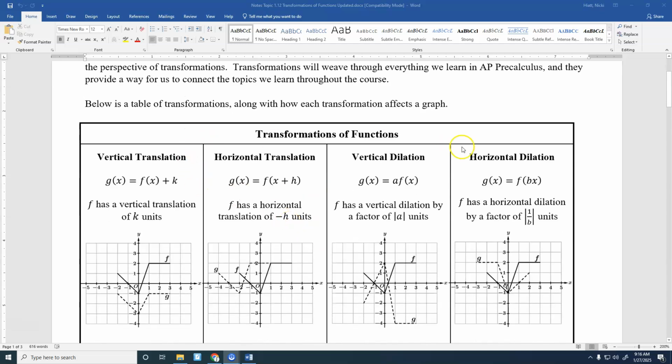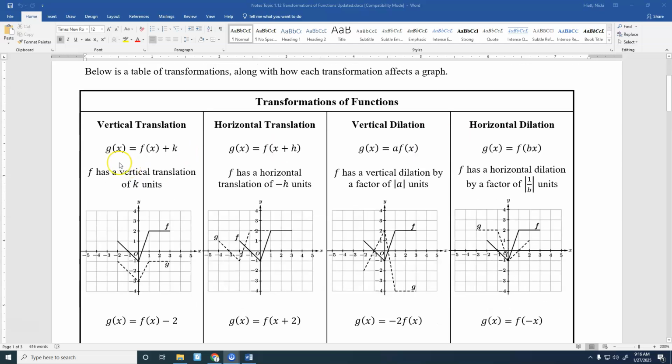So transformations of functions, to review real quick. If you have a function, any function, this f of x represents whatever you're starting with, and you add a k to the end, where k is just a constant, then that's going to be a vertical translation. So, for example, here we start with this function right here, f, and then we subtract 2 from it, so that moves the function down 2 units. The whole thing just slides down there. That is a vertical translation.